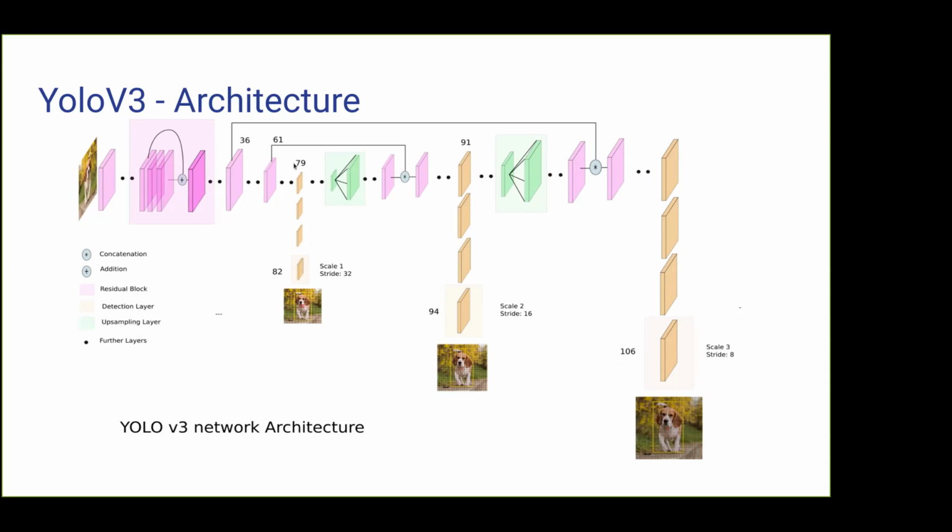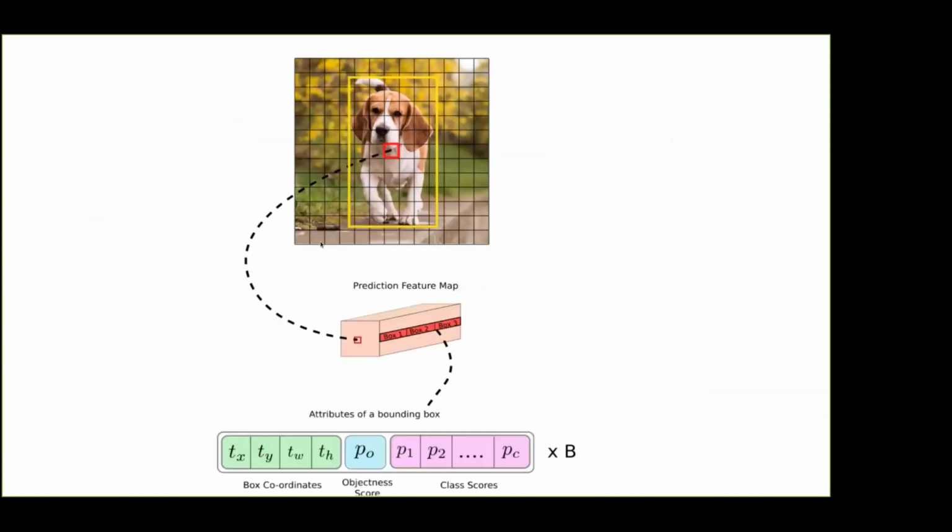Now at layer number 79, we can see there is the first detection head, which is strided by 32. It means if we have a 416 cross 416 image and we divide it by 32, we will get a 13 cross 13 grid, and each grid cell over the image will be responsible for predicting an object. Now how YOLO works, I will come to it later. So this is an image, divided into a 13 cross 13 grid after the 82nd layer of the model.